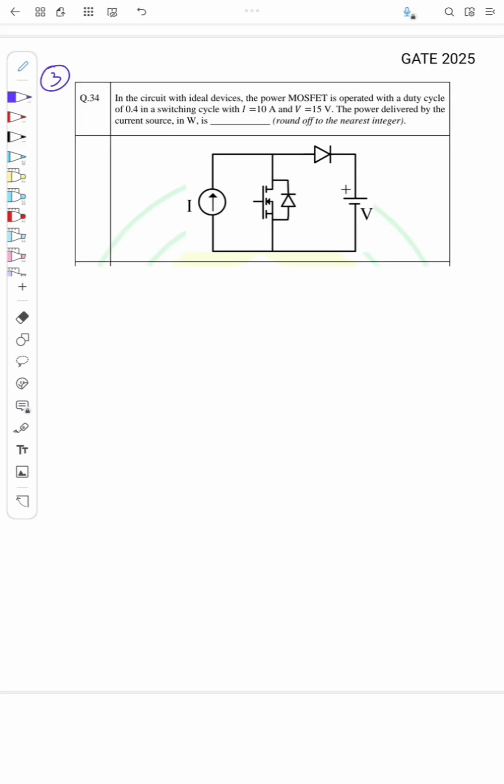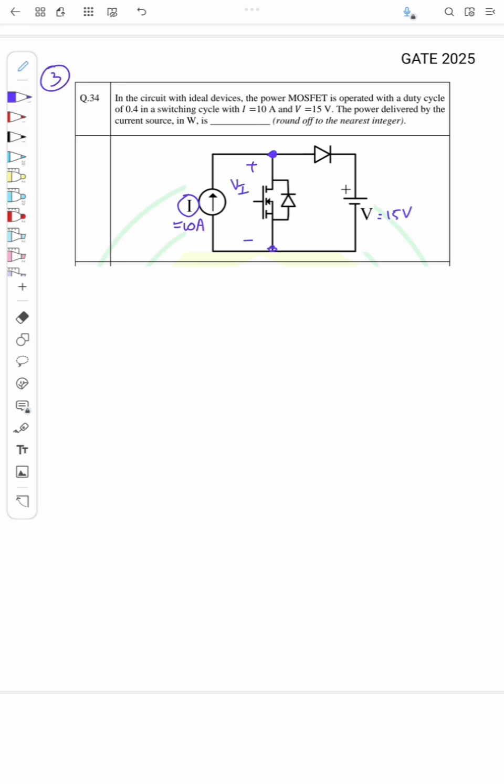So this is a question from GATE 2025. The question is, in the circuit with ideal devices, the power MOSFET is operated with the duty cycle of 0.4 in a switching cycle with I equal to 10 ampere and voltage V equal to 15 volt. The power delivered by the current source in watt is dash. So what should be the power delivered? It will be the current sourced by the source into the voltage across the current source. The voltage across this current source is actually the voltage across these two nodes. I'll call it the voltage VI, indicating it is the voltage across the current source.